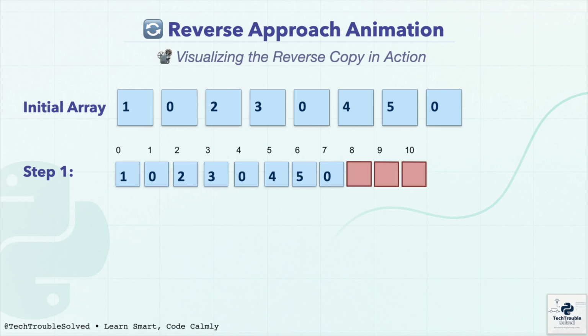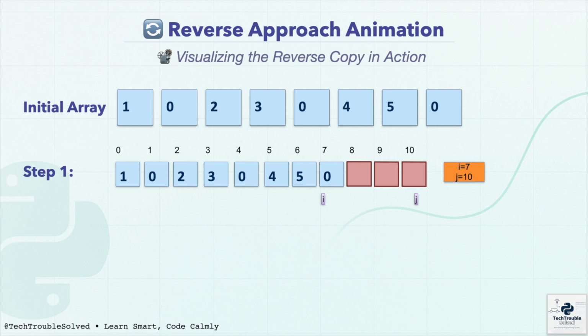I starts from the last element of the original array, that's index 7. J starts from the end of the imaginary extended array, that's index 10. From here, both pointers move backward. We copy the element at position I to position j. If the element is not 0, both pointers simply move one step back. I goes to 6, j goes to 9.